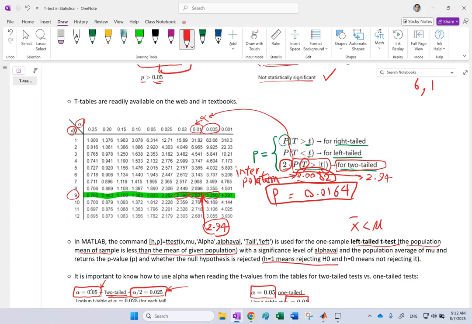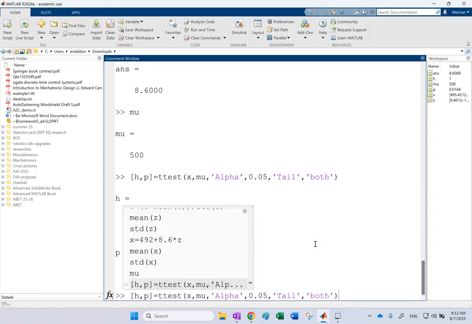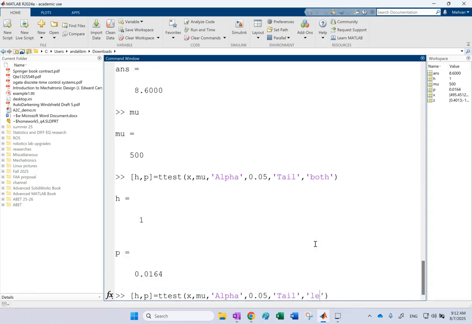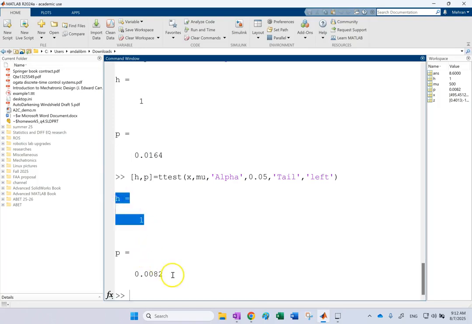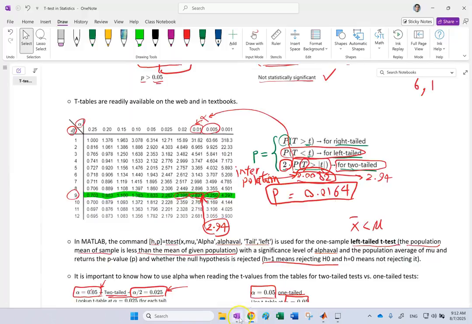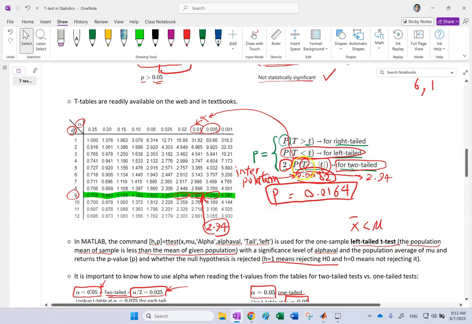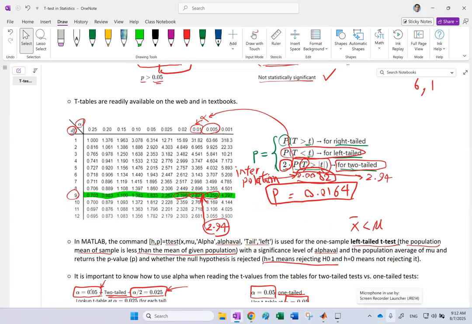Now, if it was a left-tailed t-test, let's go ahead and do a left-tailed t-test in MATLAB, see what p-value I get. So here, I make this left. I still reject it, but look at my number, 0.0082, this number that I just mentioned to you. Here, you directly read the number.